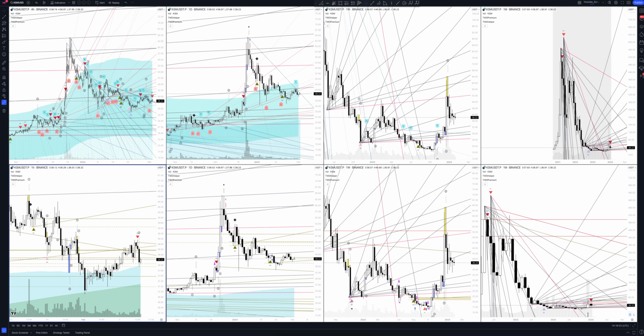Today we will take a look at Kusama cryptocurrency. Let's analyze the market situation and find out how you can make money on it. Let's start.